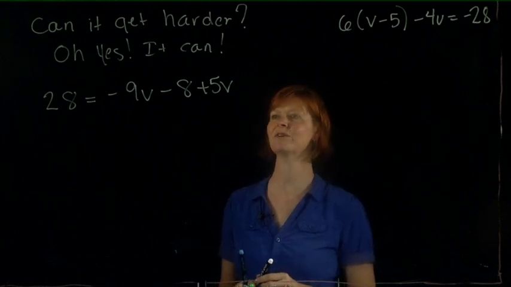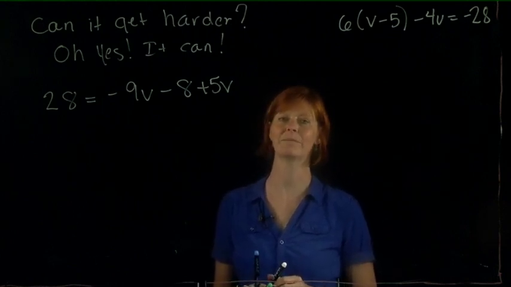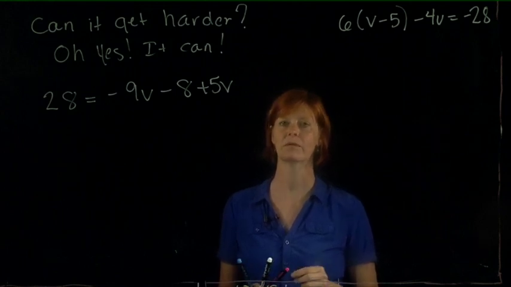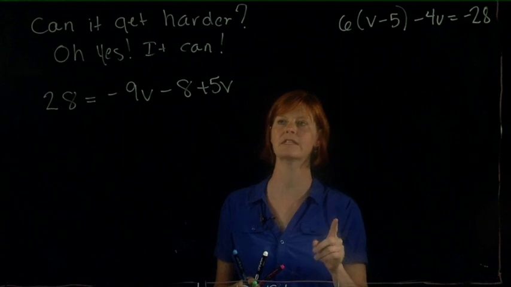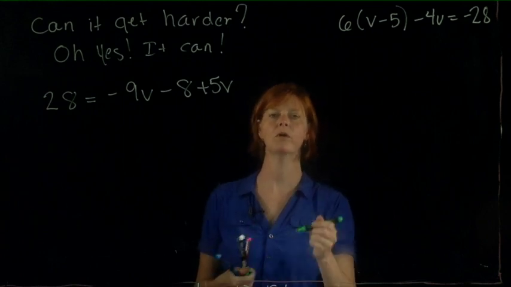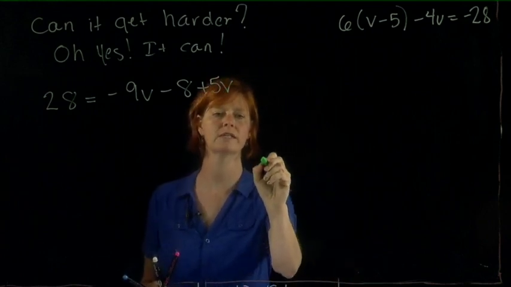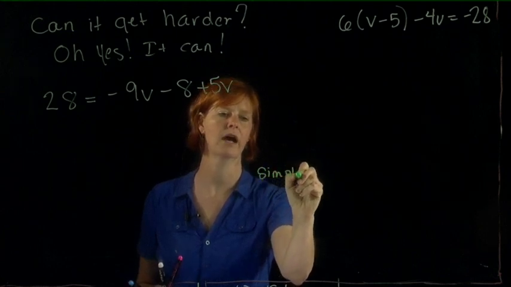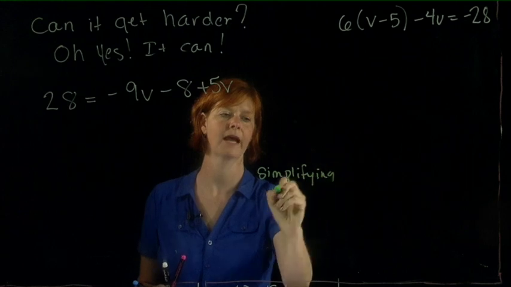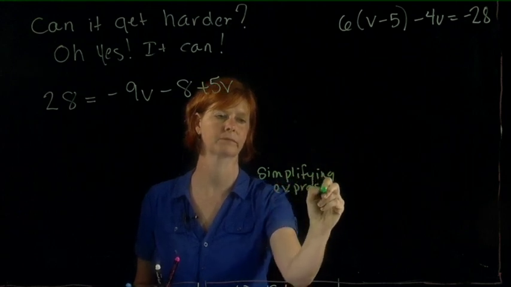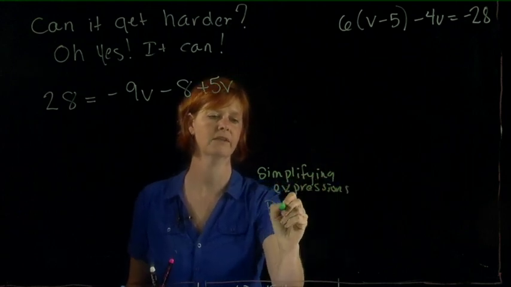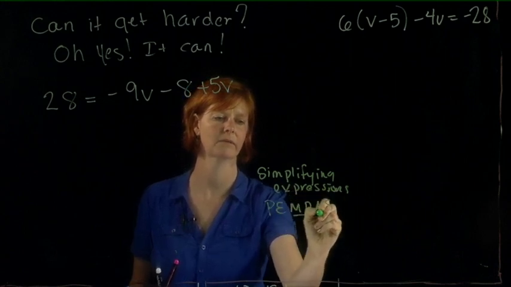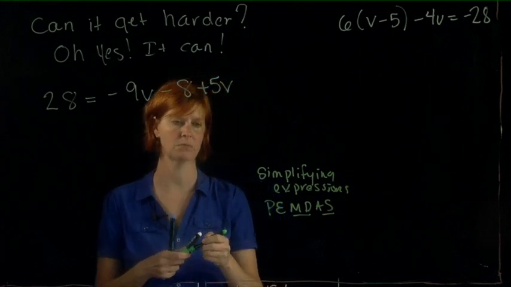We've got 28 equals negative 9v minus 8 plus 5v. Now, what makes this harder is in the last problems, I only had one term with a variable, and this time I have two. So we're gonna write the core concepts here. We've got the order of operations that's used for simplifying expressions. Please excuse my dear Aunt Sally. Addition, subtraction, multiplication, division.